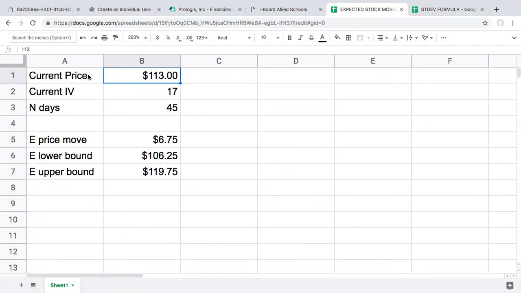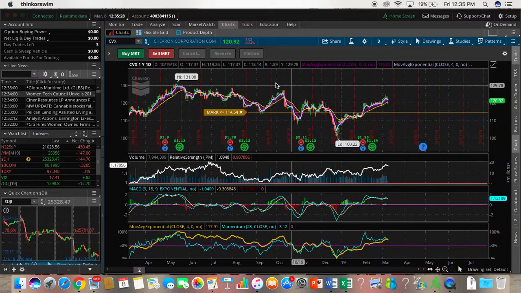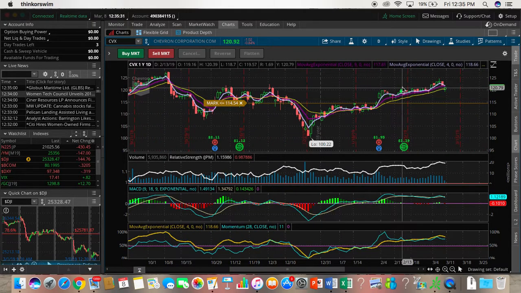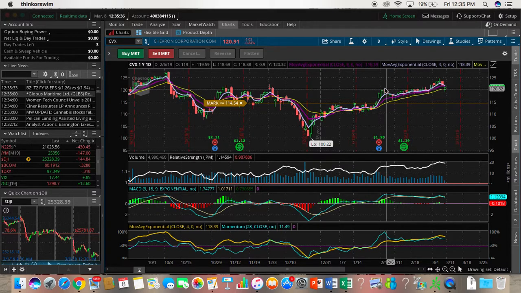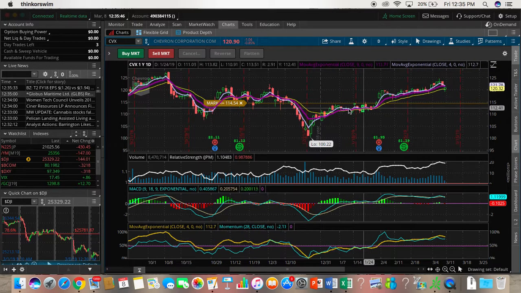And we put it into numbers. We went in at 113 with an implied volatility of 70%, and we expected the trade to take 45 days. In 45 days, we can expect a $6.75 move with an upper bound of 119.75. Take a look at the chart, zoom in, and where is the resistance? 120.32, let's just say 120. Let's not get into decimals, but 120 is the resistance. And we were expecting that all the way from back here.